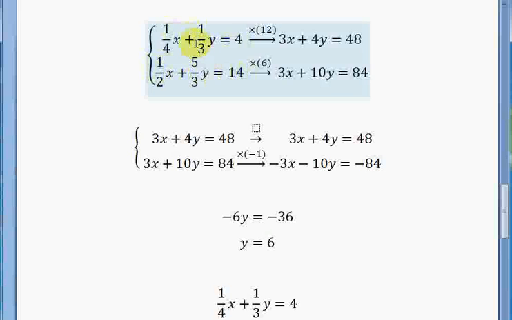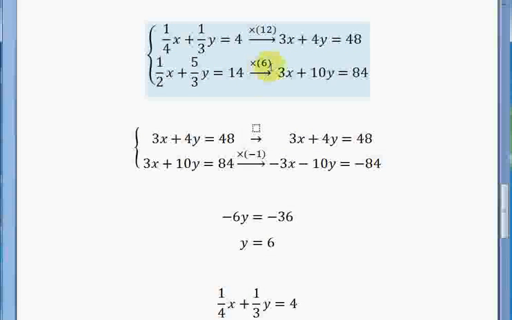We're going to do that like we've always done. I'm going to look at my first equation. My denominators are 4 and 3, so my LCD is 12. My second equation, my denominators are 2 and 3, so my LCD is 6. And what I'm going to do is multiply my top equation, everything by 12. So 12 times 1/4 is 3, so that's 3x. 1/3 y times 12 is 4y, and 4 times 12 is 48. So that gives me an equation of 3x plus 4y is 48.